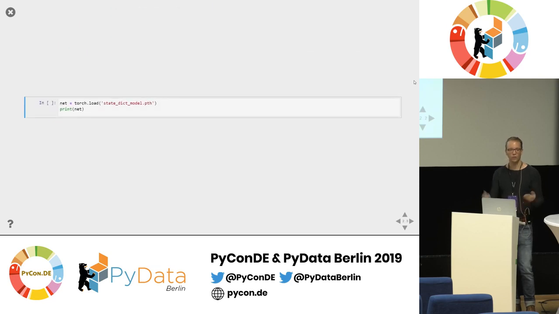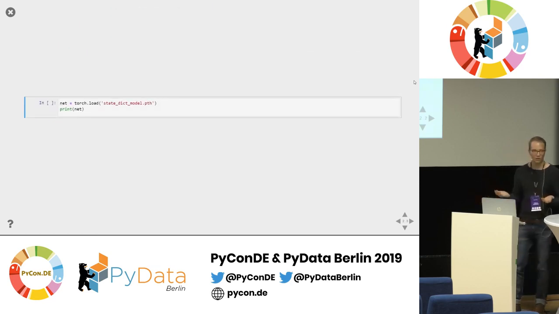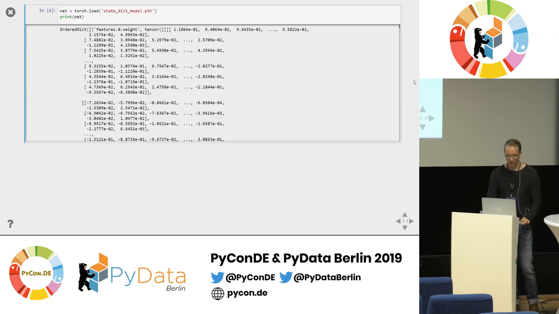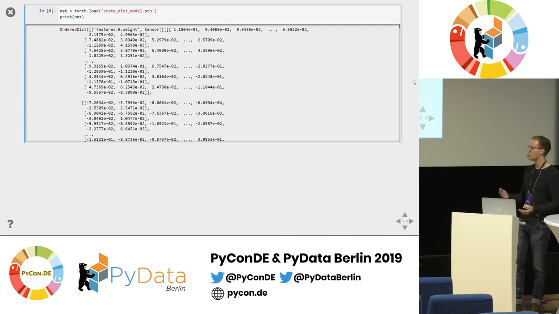Next thing would be loading the state dict, which would be the recommended thing to do, which we can do just fine. But as I said, we still need the Python code to get the architecture of our network, and we don't have that.